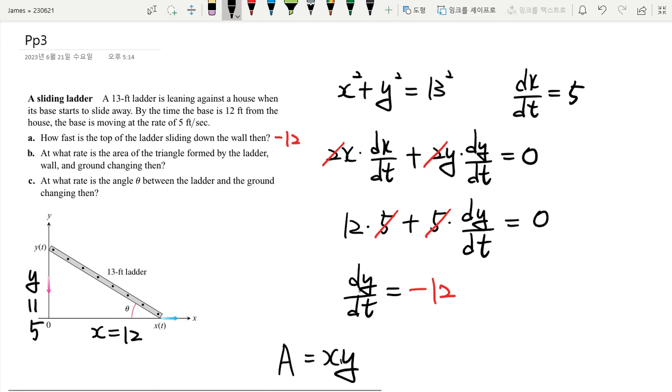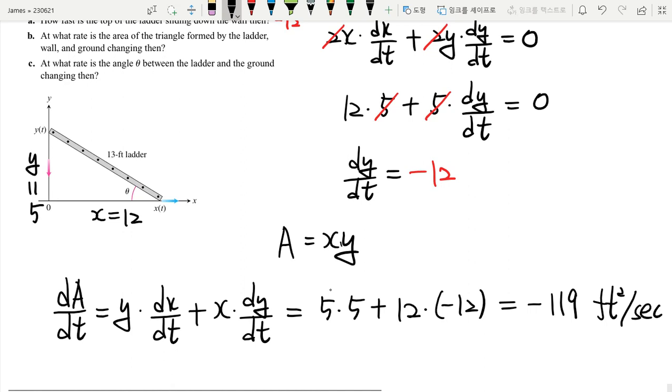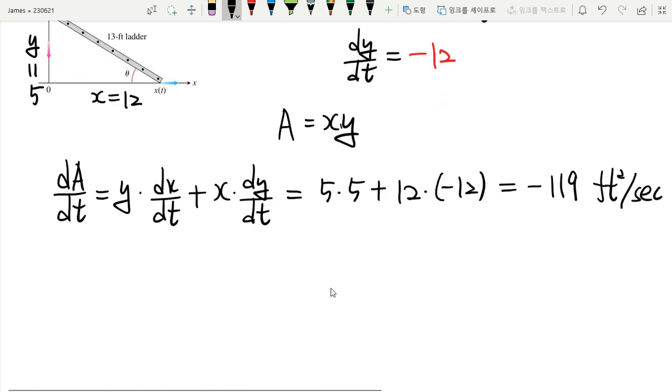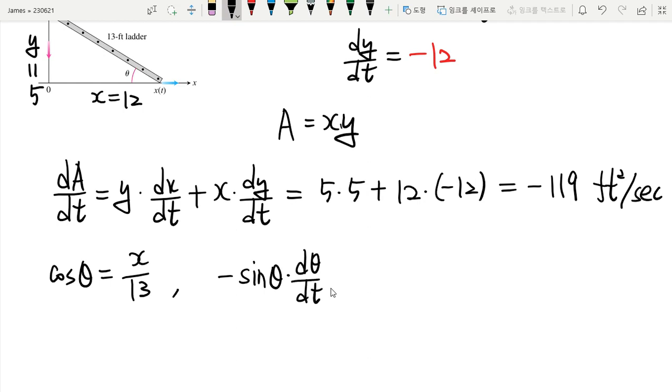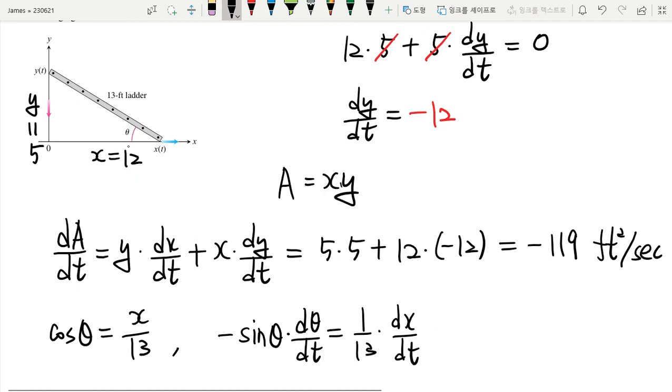Okay. And then finally, let's look at this rate of change in the angle. So from the triangle, cosine theta is x over 13. So if we differentiate this equation, do you know what's the derivative of cosine theta? Yeah, derivative of cosine is minus sine theta. So if we differentiate this equation and then sine theta. So in this right triangle, when y is 5 and x is 12, what's the value of sine theta in this triangle?